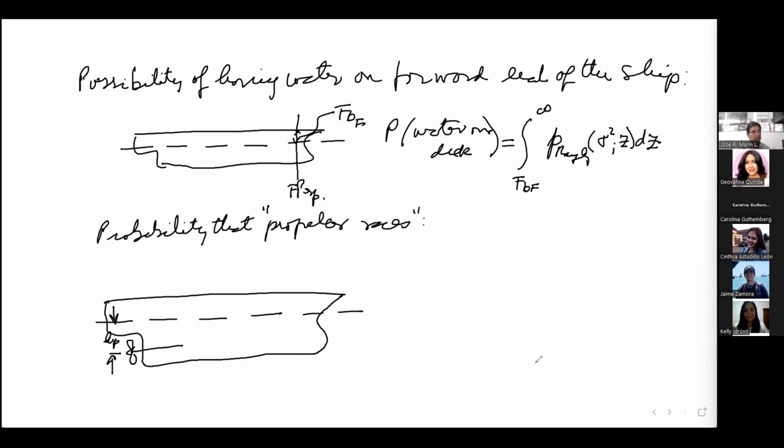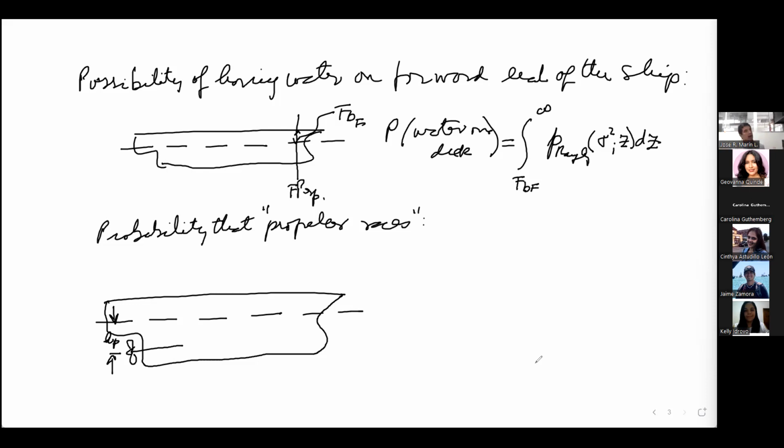Again, if the relative motion between the aft end of the ship and the free surface is larger than this H sub P, that means that the center of the propeller comes out of the water. If that probability is very large, that means that quite often this is happening. You have very often propeller racing, and probably the shaft or the propulsion system will suffer.